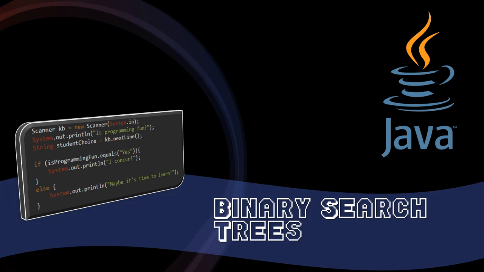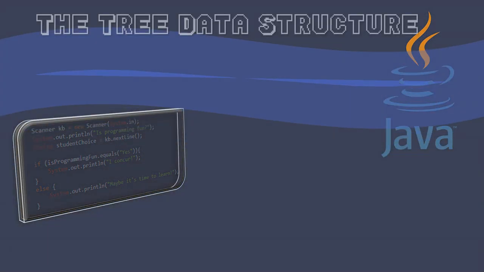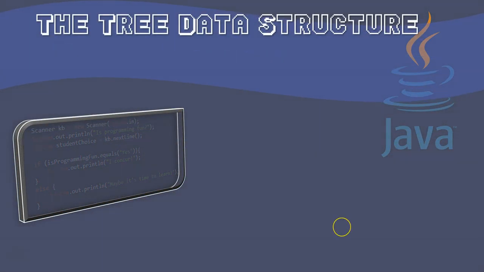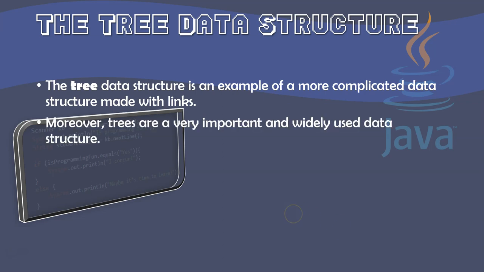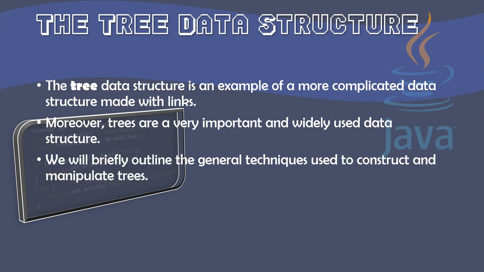And welcome back. As we go ahead and examine another data structure type, this time we're going to look at that of the binary search tree. So what is the tree data structure? Well, the tree data structure is just a more complicated data structure that we can compose with links. Moreover, trees are actually a very important, very widely used data structure. And we're going to briefly outline the general techniques used to construct and to manipulate trees.